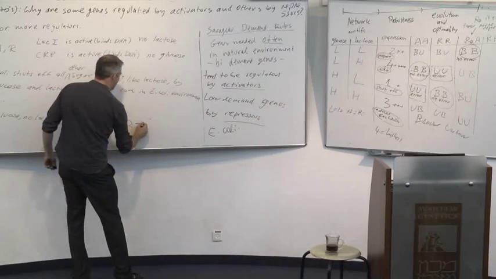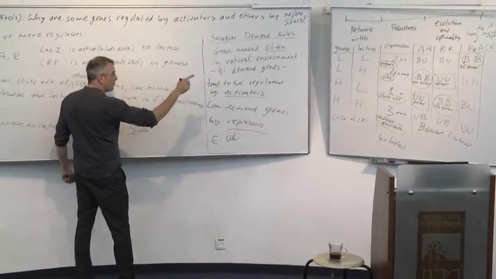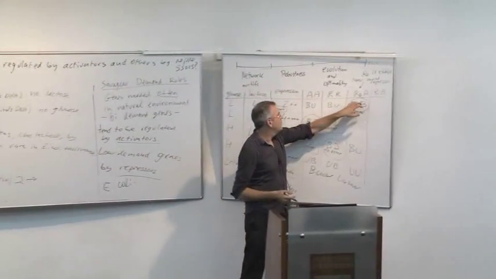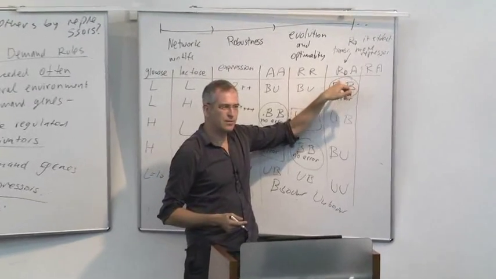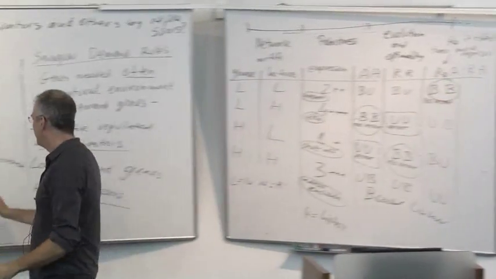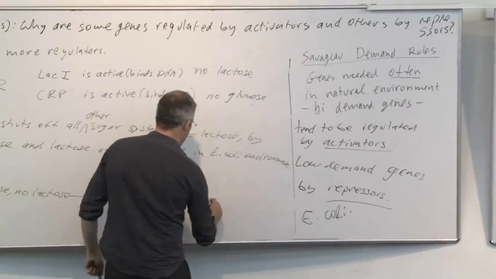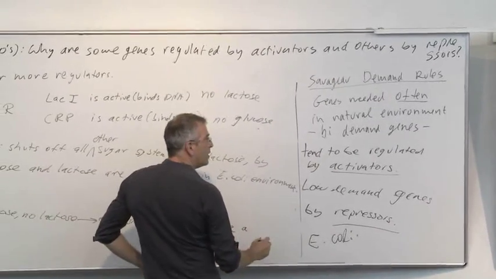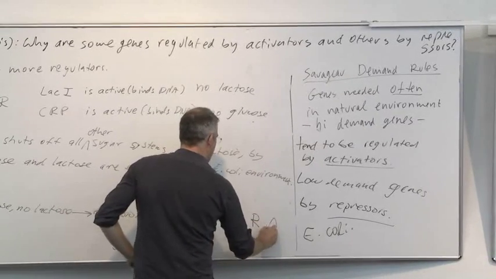That's the way it is. Therefore, you want this one to be bound most of the time. And what design does that? Make a RA design.